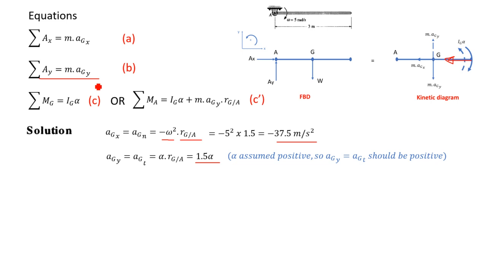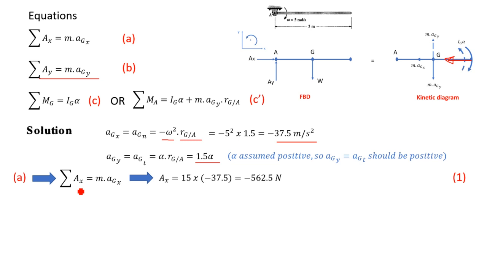And from the first equation, I can find it directly because I know what the mass is, and I know what the acceleration in the x direction is. So we can start now from the first one, using the x direction equation. The A_x is unknown, the mass is known, the a_Gx is known, so I can find that A_x is going to be equal to 15 multiplied by negative 37.5, and this will be equal to negative 562.5 in Newtons. And that will tell me that the direction of this arrow is going to be to the left. Okay, so it tries to pull the rod while it starts to rotate.